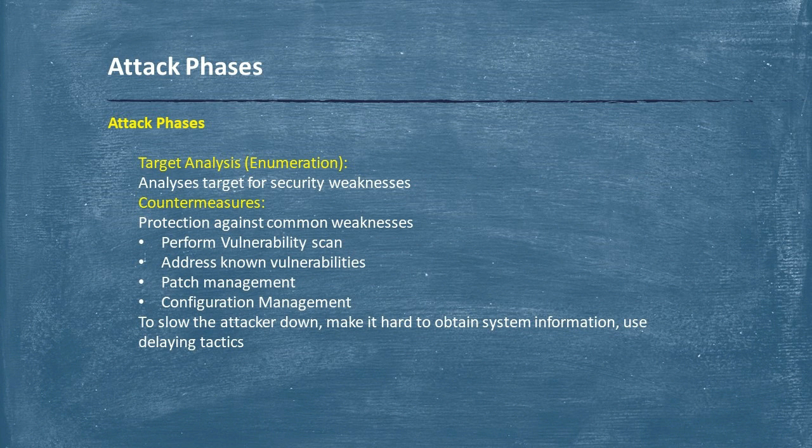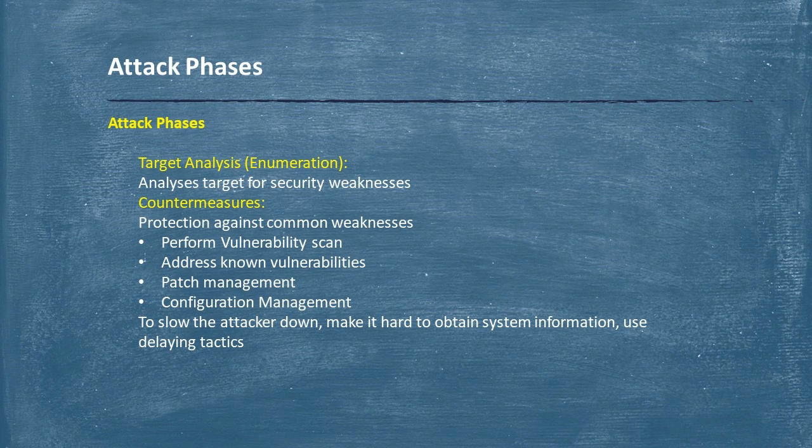The second phase is target analysis or enumeration. The attacker analyzes the data that he has gathered about the target that he wants to attack. Again, what are the countermeasures here? You have to perform a vulnerability scan. By doing it, you find the known vulnerabilities, and they can be plugged.